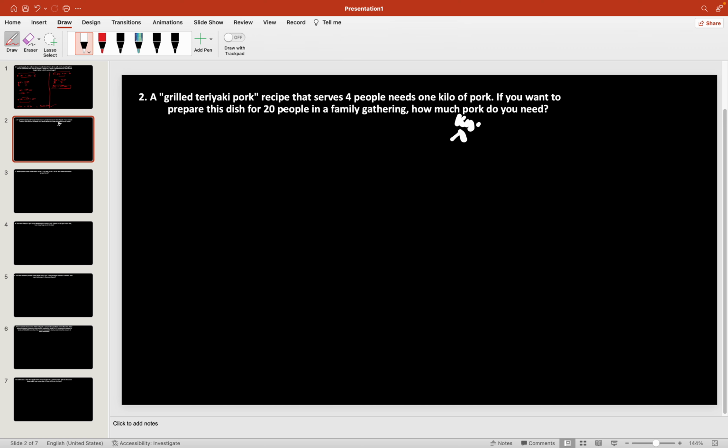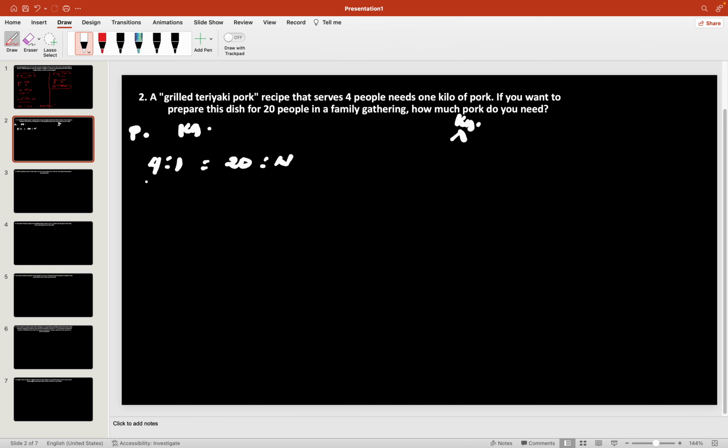So sabi dito, serves 4 people in 1 kilo. So let us have 4:1. 4:1 is equals to 20 people. Sabi niya, sa 4 na tao, 1 kilo na pork yung kailangan mo. So these are the people. And then, this is the kilograms of pork. Okay. So if you want to prepare this dish for 20 people, so let's say 20 people is to n. How much of pork do you need? Which is the one that is missing.